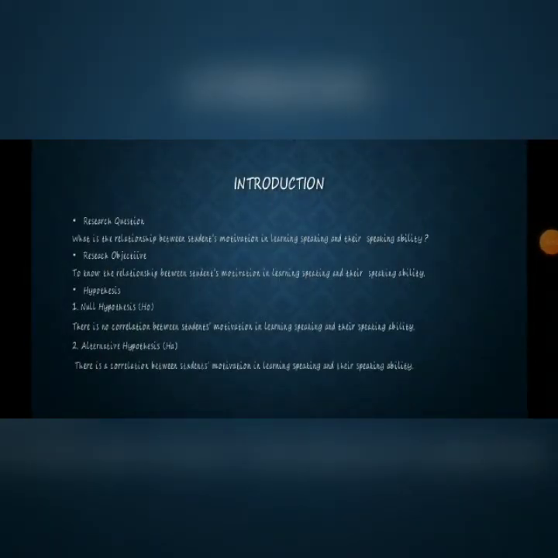Research question. What is the relationship between student motivation in learning speaking and their speaking abilities? Research objective. To know the relationship between student motivation in learning speaking and their speaking abilities. Hypothesis. Null hypothesis: there is no correlation between student motivation in learning speaking and their speaking ability. Alternative hypothesis: there is a correlation between student motivation in learning speaking and their speaking ability.